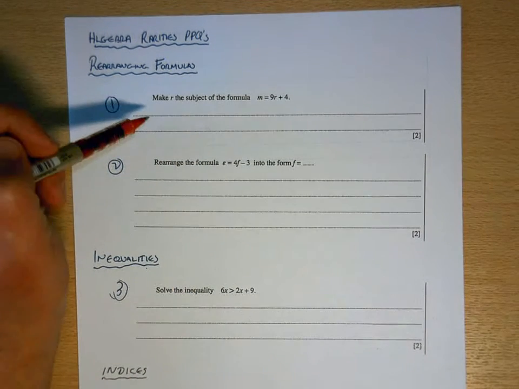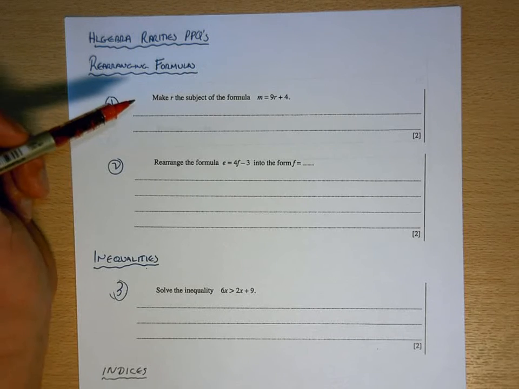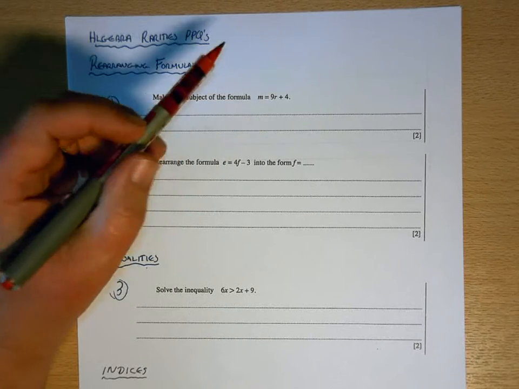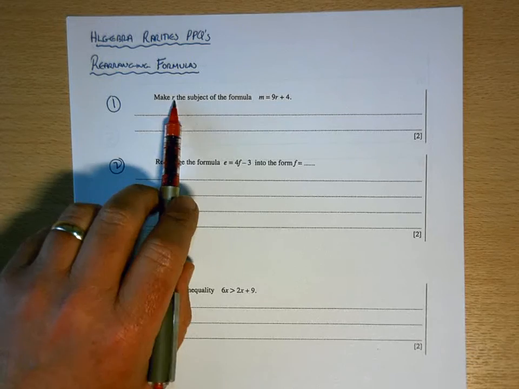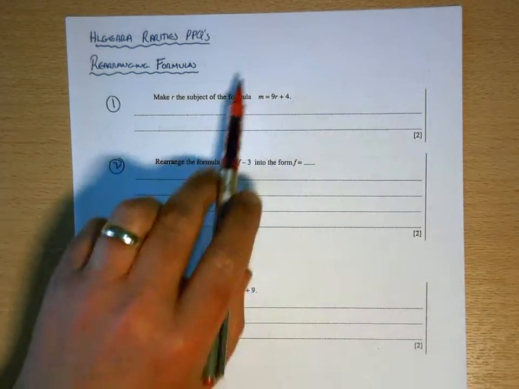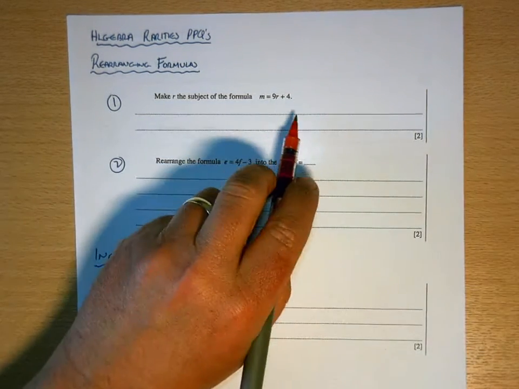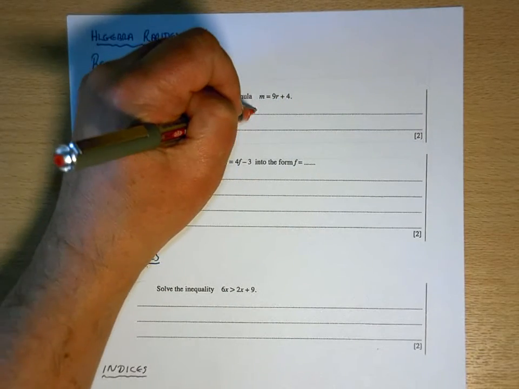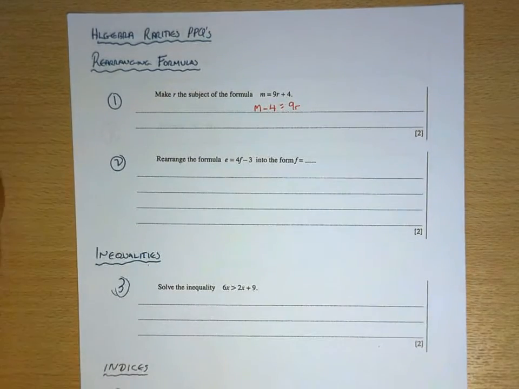When you were rearranging formulas, you were using the same rules that you were using when you're solving equations. Basically, what you're doing to undo something is its opposite. And what you're trying to do is to get whatever letter they want you to get on its own. So here, make R the subject of the formula means apply your rules of equations to this to get the R on its own. So the first thing we're going to do is get rid of the add 4 by subtracting 4. If you subtract 4 off one side, you have to subtract 4 from the other side as well.